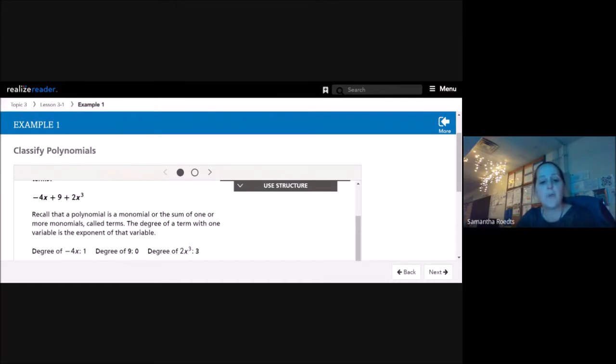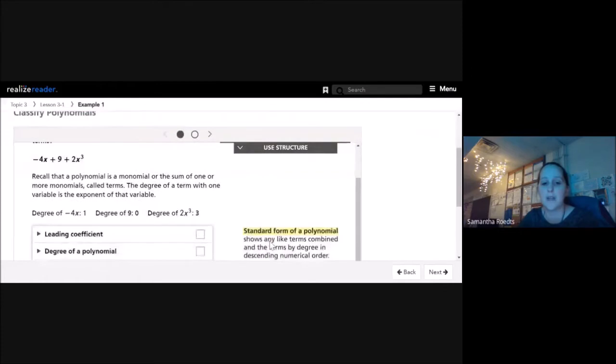So recall that a polynomial is a monomial, or the sum of one or more monomials called terms. So the degree of a term with one variable is the exponent of that variable. So the degree of negative 4x is 1 because x is raised to the first power. The degree of 9 is 0. There's no variable there. And the degree of 2x cubed is 3.